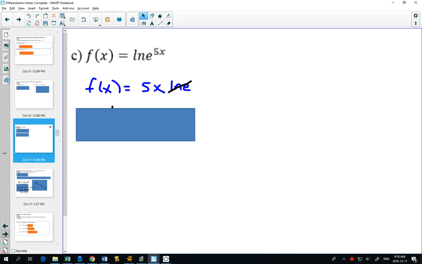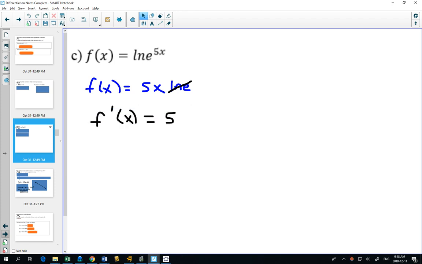And then what's the natural log of e? 1. So I just stroked it out, but really it means that it's equal to 1. And 1 times 5x is just 5x. And now we're finding the derivative of 5x, which is just 5. Perfect.